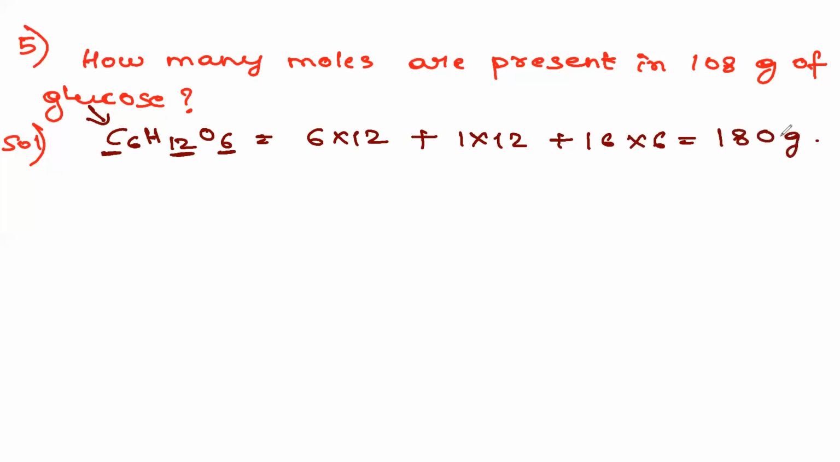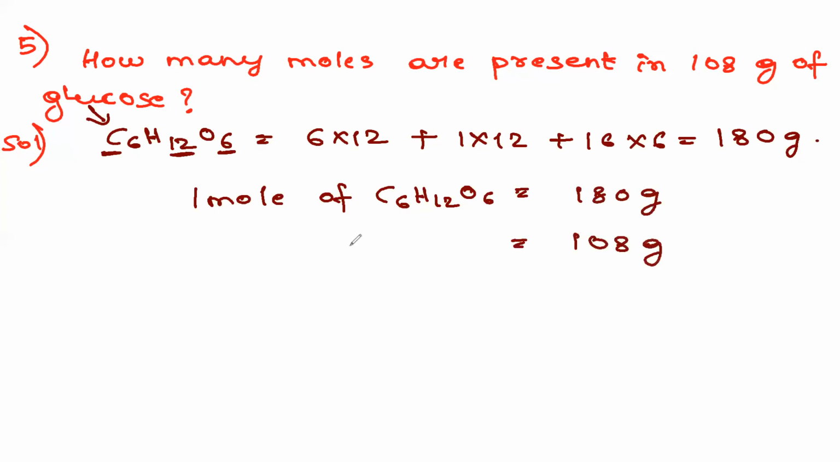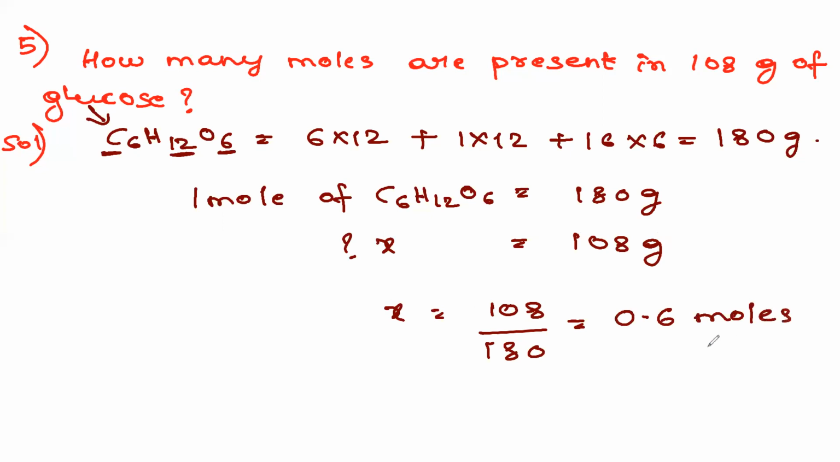Now we can write the next line: 1 mole of glucose contains 180 grams. Now the given weight is how much? 108 grams. So 108 divided by 180 is equal to 0.6. So how many moles are present in 108 grams of glucose? 0.6 moles. So this is another model.